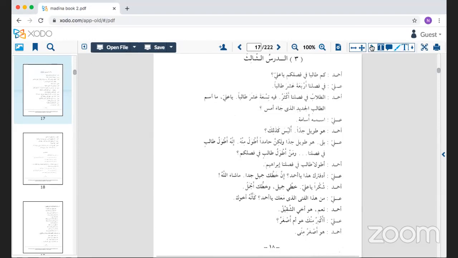Let me get my pen. And ism al-tafdil is basically comparing objects with each other, comparing two or more objects. Okay, that is what ism al-tafdil is about. Now I'm going to give you an example.